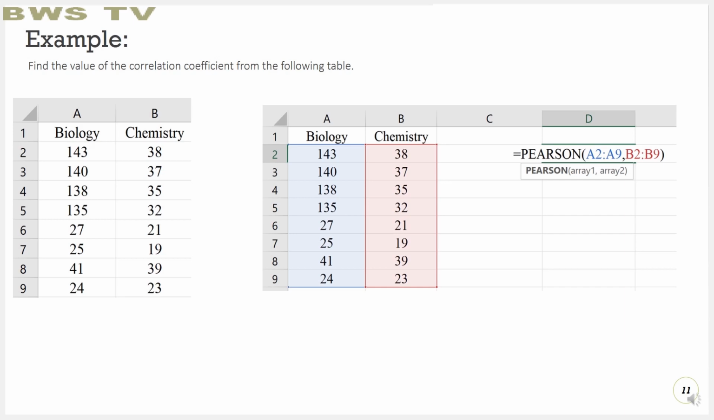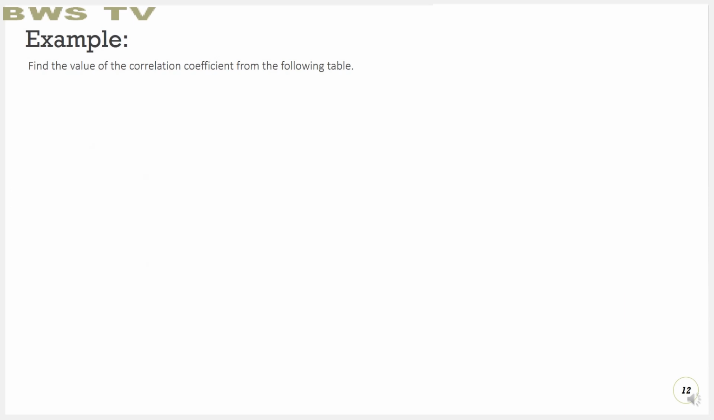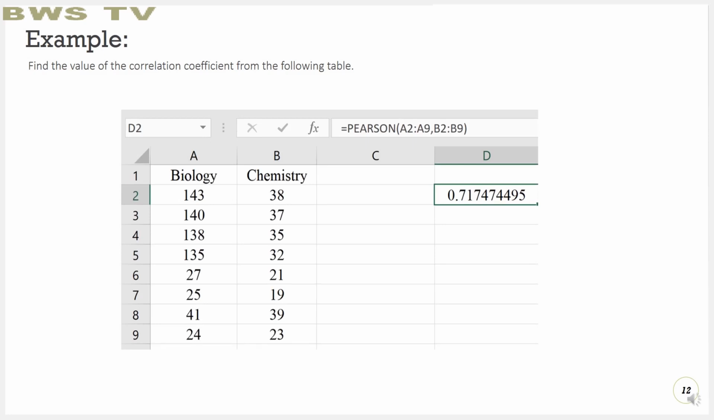Do the same for the other given. So the final formula is equal sign, all capital letters, PEARSON, open parenthesis, A2, colon, A9, comma, B2, colon, B9, and then close parenthesis. Then just press enter, and we have the answer. Round off to 2 decimal places, and the final answer is 0.72. Simple as that. You can solve it manually to prove that that's the answer. Try the other examples in Excel to see if it's the same answer as the manually solved one.